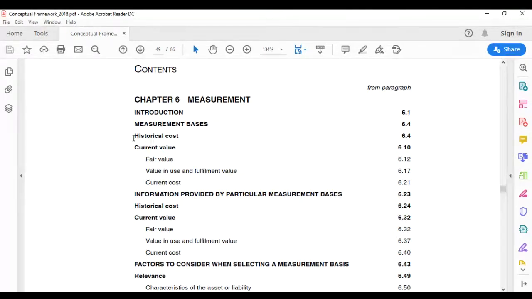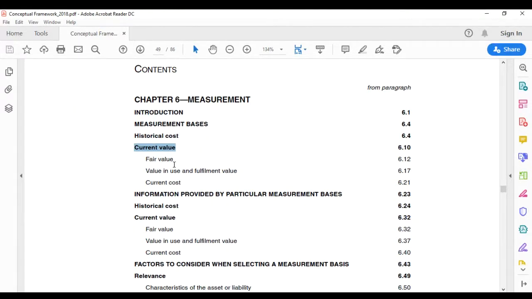Okay, broadly speaking, there are two measurement bases that are allowed. We're going to discuss all of them. The first one is the historical cost basis, right? The historical cost basis, we're going to talk about that soon. The second one is a current value basis. So this is the historical cost basis, which we'll explain just now, and there are a number of current value bases.